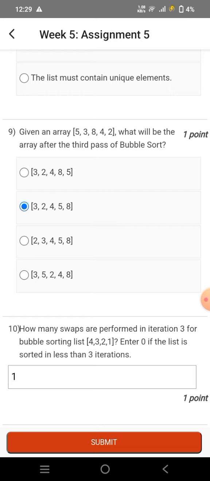We have completed all 10 questions of this assignment. Now we can submit our assignment.